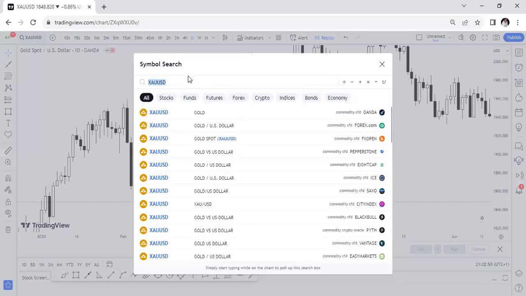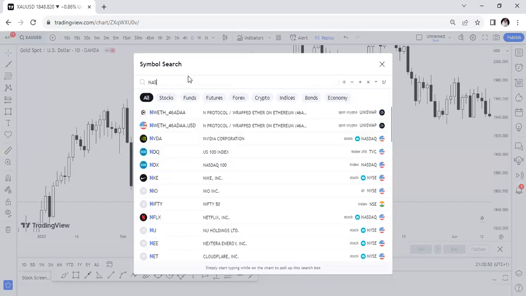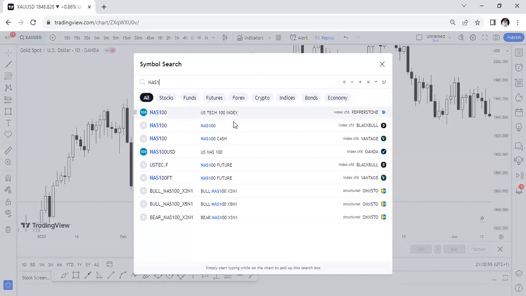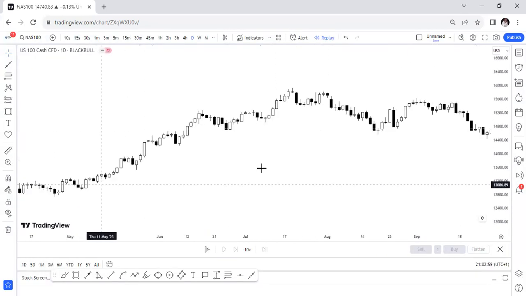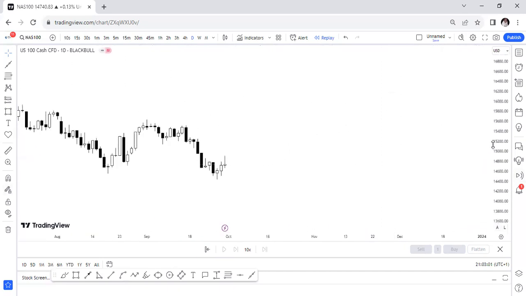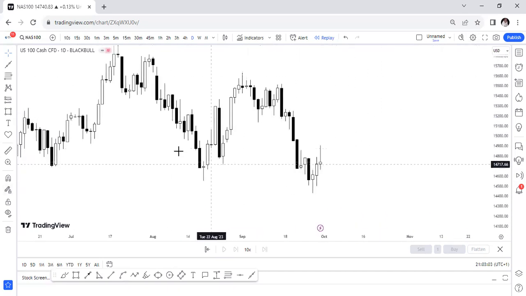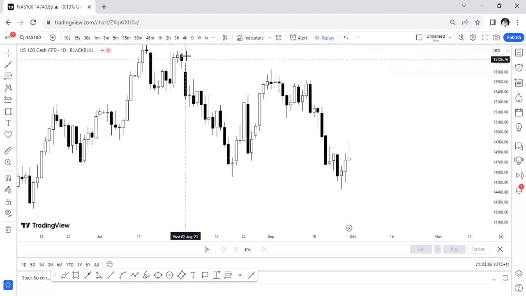It could be, let me check US or NASDAQ 100. I don't really think this one has this, or like good. I don't really think so.